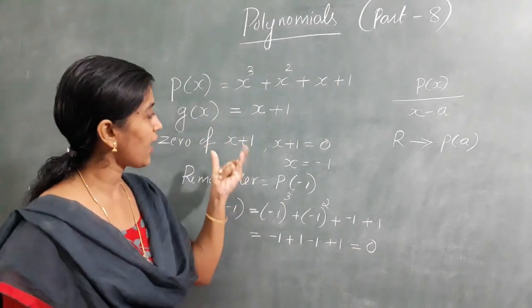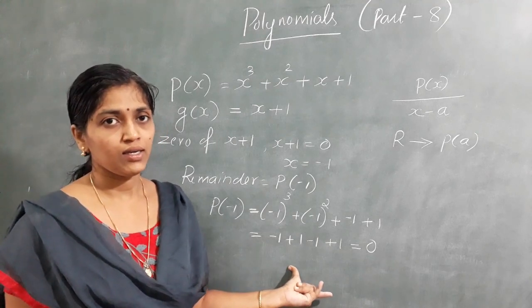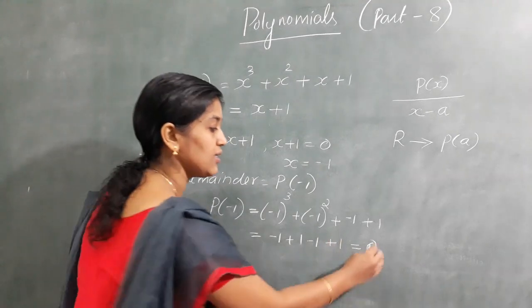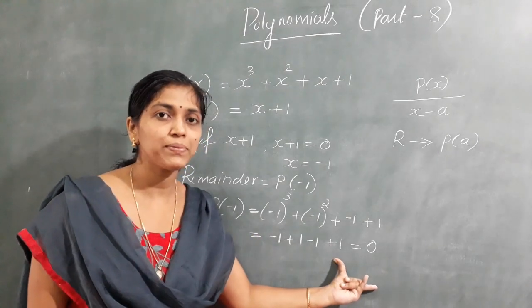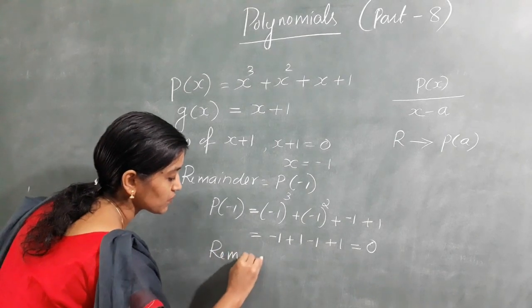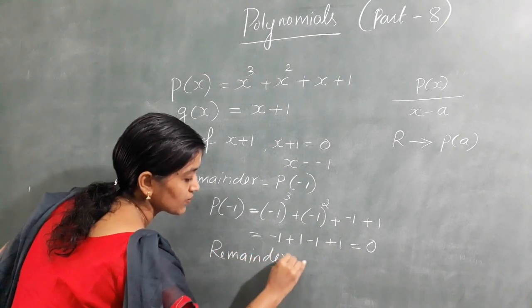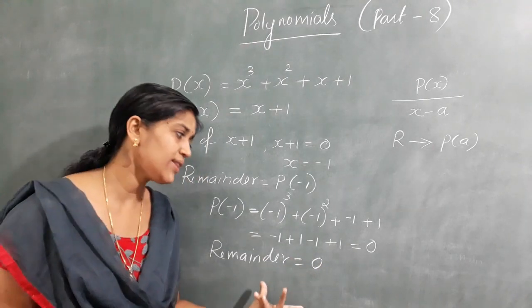Since we got the answer as 0 here, what can we say about the remainder? The remainder is equal to 0. Okay, now we got the remainder.